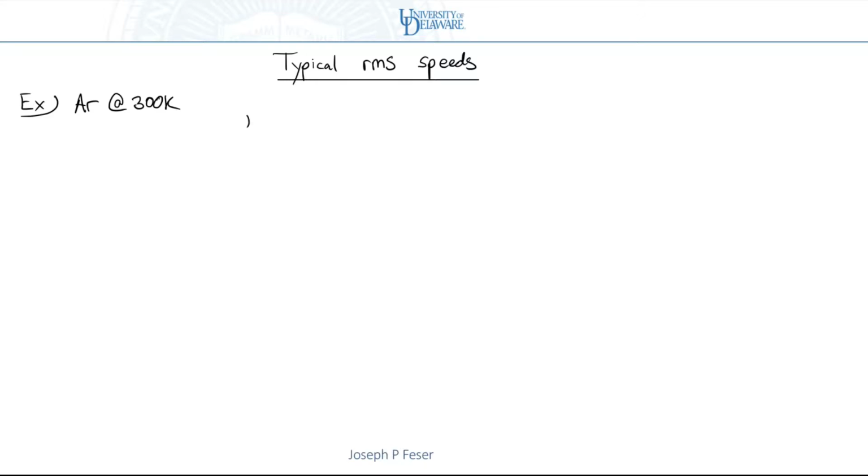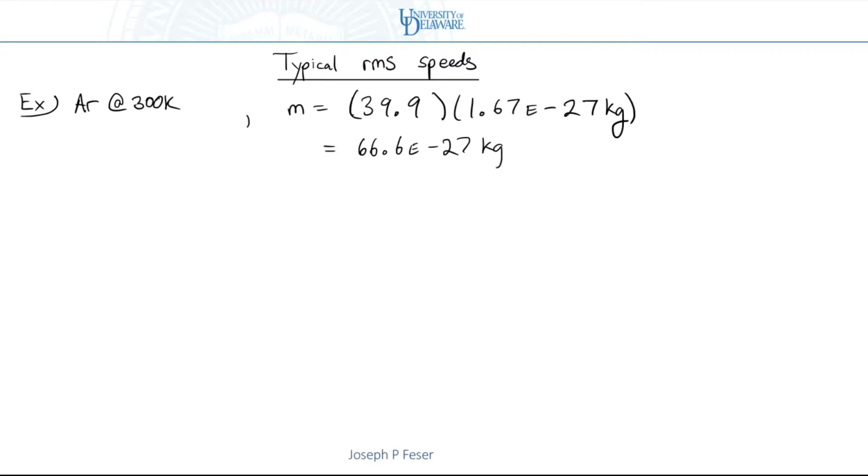Argon has a molecular weight of 39.9 atomic mass units if you go to the periodic table. If I turn that into kilograms, I would have to multiply by the weight of a neutron, and that will give me 6.6e-26 kilograms for a single molecule.